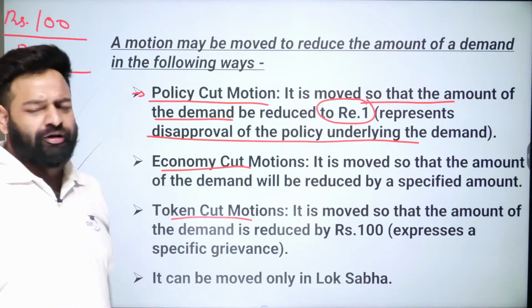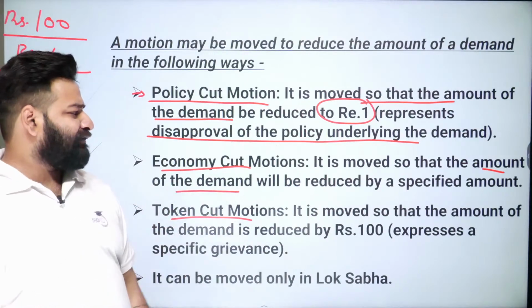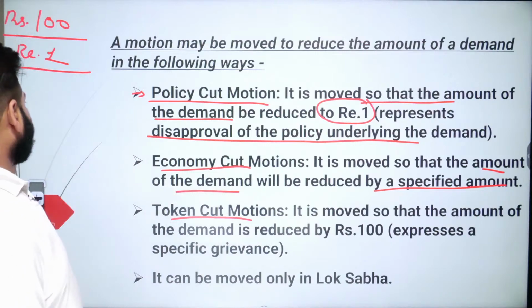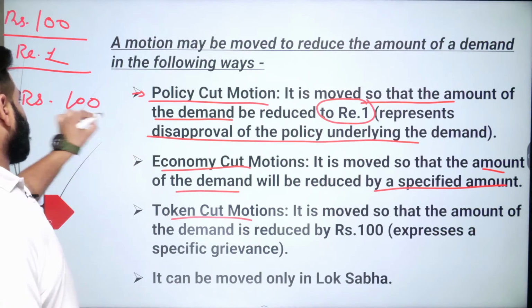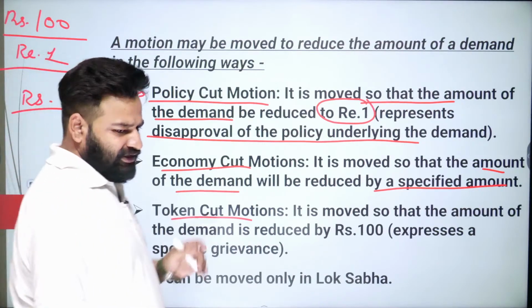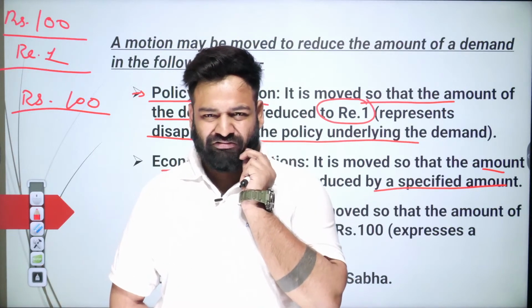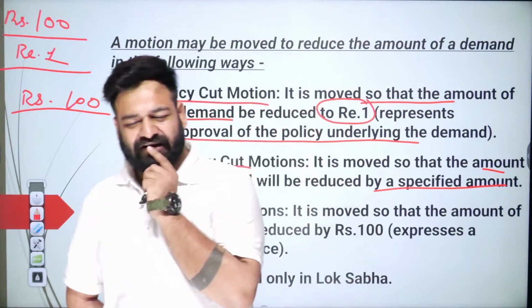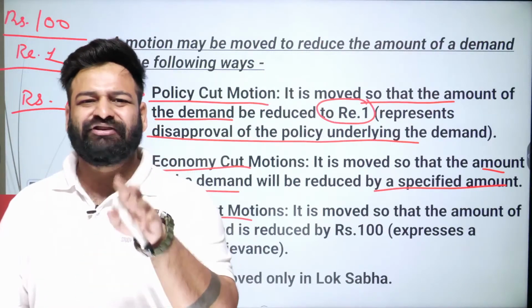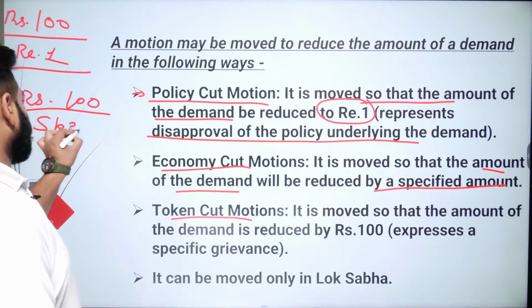Next one is the economy cut. Economy cut is moved so that the amount of the demand will be reduced by a specified amount. Let's say for example, government has demanded once again ₹100, for which the members of the Lok Sabha are of the opinion that, no, this 100 rupees you are demanding is too much. So you must negotiate and cut down some figures. So how much? Let's say 10 rupees, 20 rupees, 30 rupees, 40 rupees, whatsoever. So to cut down with a specified amount.